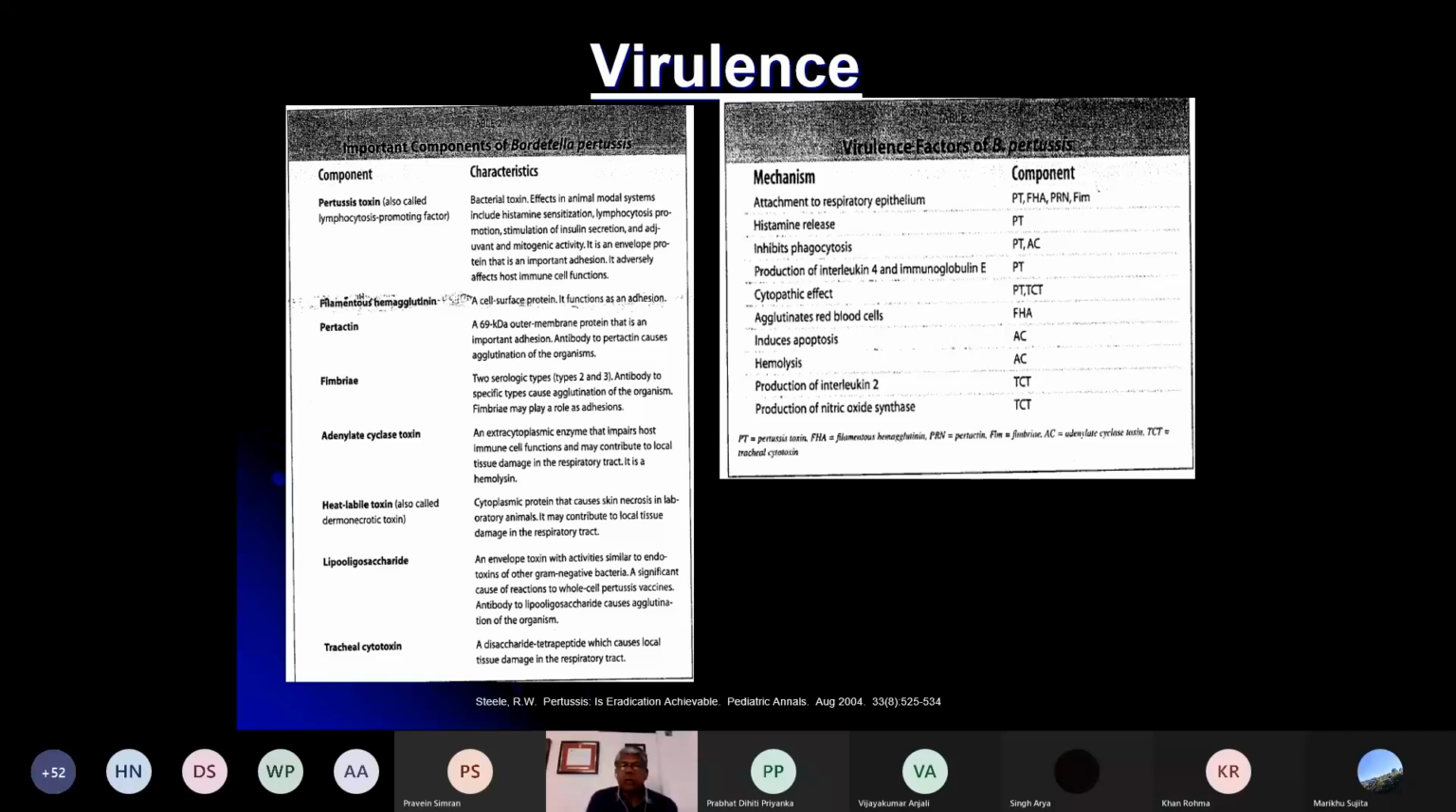The second part of the slide shows the virulence factors and which particular mechanism is affected by which factor. So attachment to the respiratory epithelium is facilitated by pertussis toxin, filamentous hemagglutinin, pertactin, and fimbriae. Similarly, histamine release is facilitated by pertussis toxin. Phagocytosis is also inhibited by pertussis toxin. So this is the whole list of the toxins and the virulence mechanisms. You need to remember this because it is a very common question to ask. What are the virulence factors, and how is the pathogenesis of Bordetella pertussis influenced by these various virulence factors?